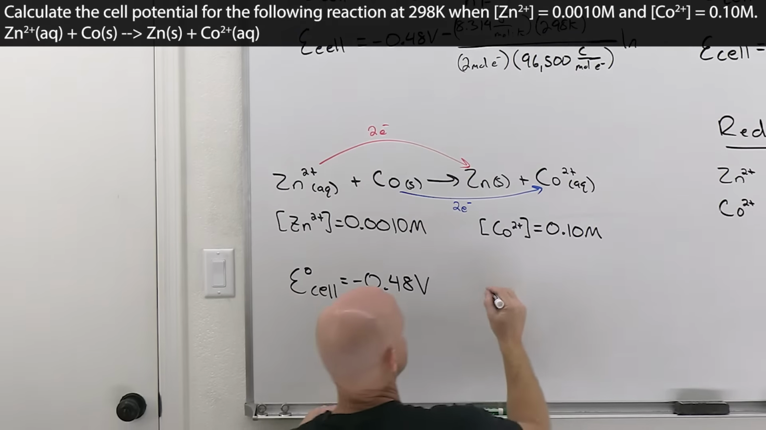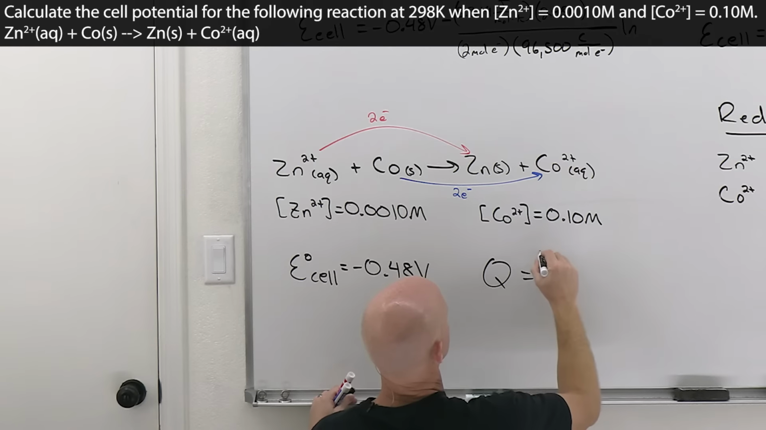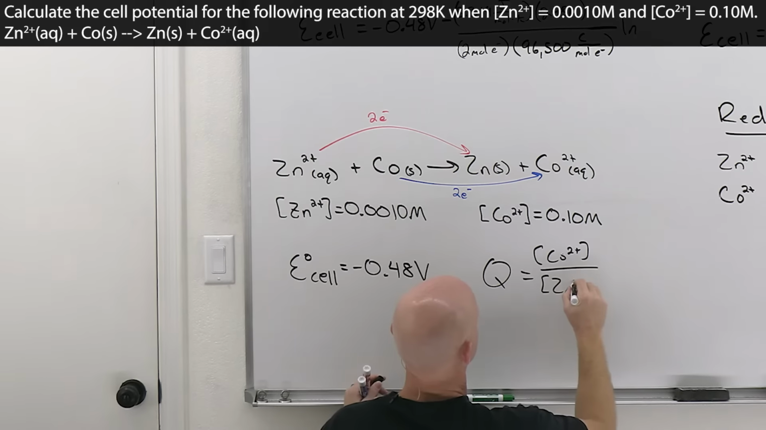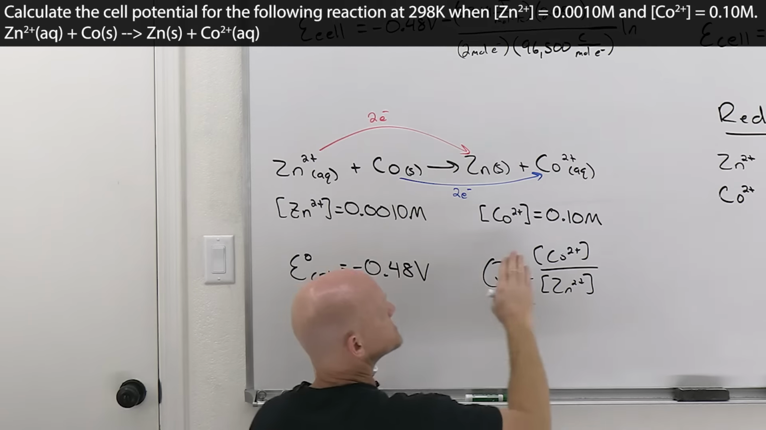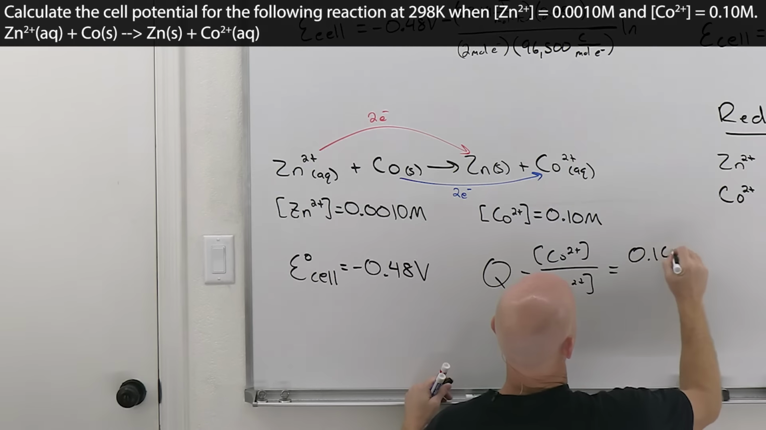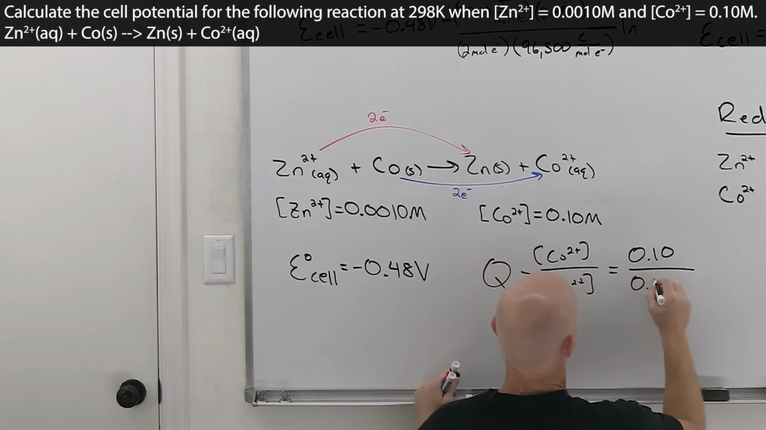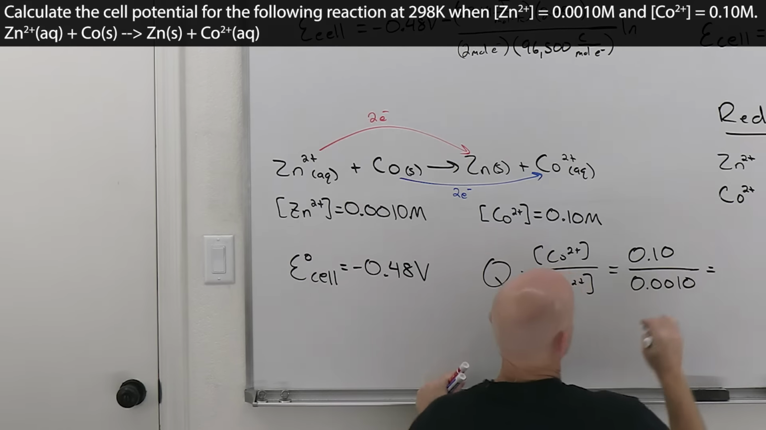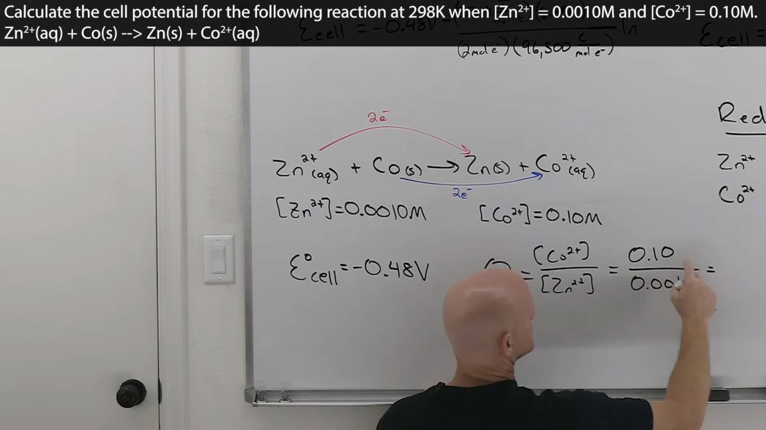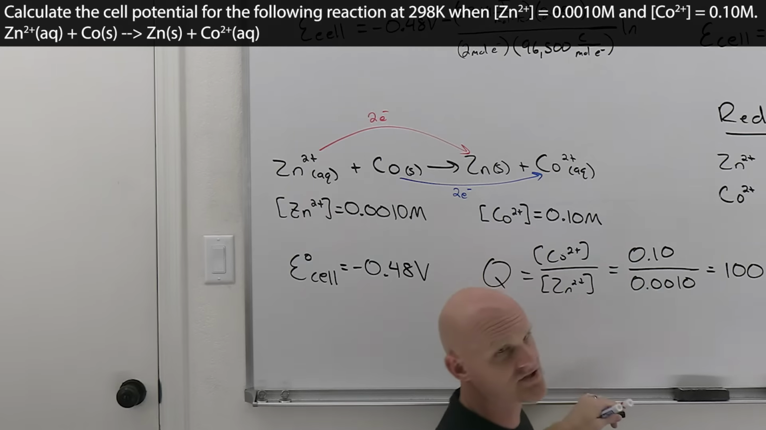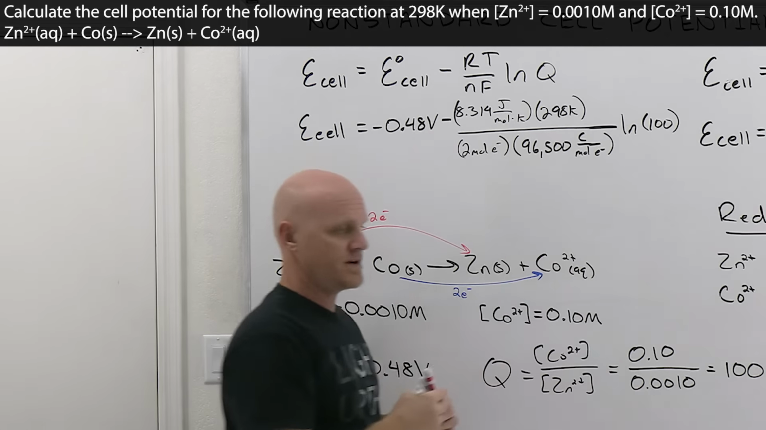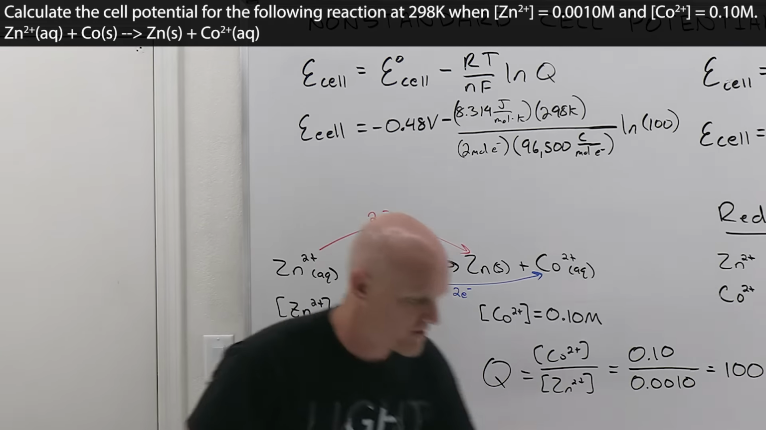And so in this case, let's solve Q first and just plug it in. Q is going to equal the concentration of cobalt 2 plus all over the concentration of zinc 2 plus. And a reminder that solids do not show up in reaction quotients or equilibrium constants. In this case, the cobalt 2 plus concentration is given as 0.10 molar, and the zinc concentration is 0.0010 molar. Dividing by 0.001 is the same thing as multiplying by 1,000, which just moves that decimal over 3 places, and this is going to get us 100. So Q is 100, and so we need the natural log of 100. And now we're ready to do some plug-and-chug with our calculator.